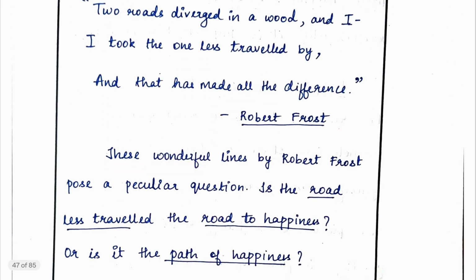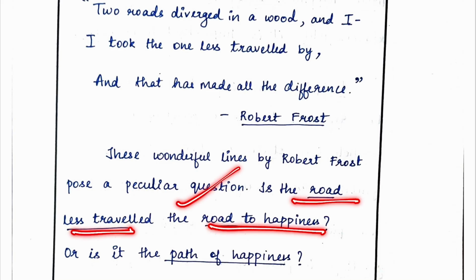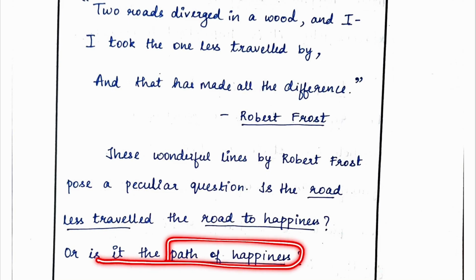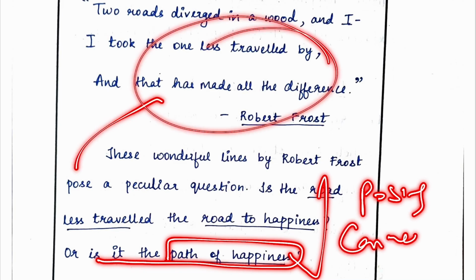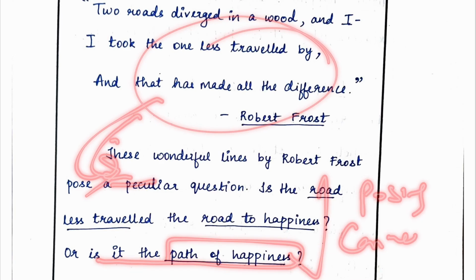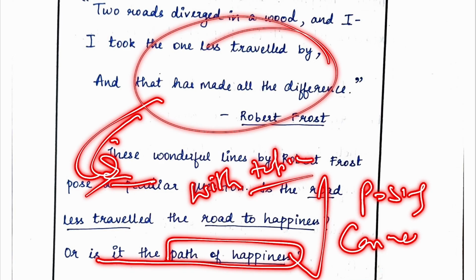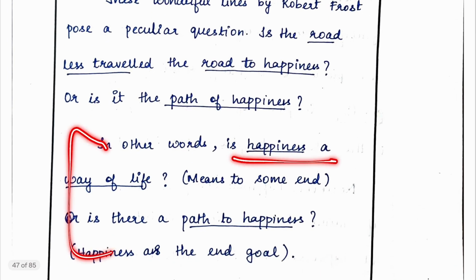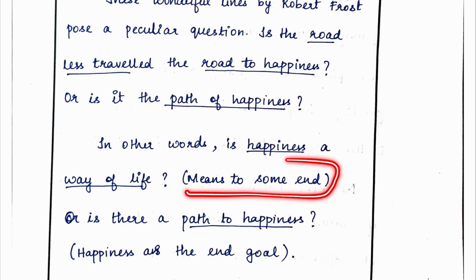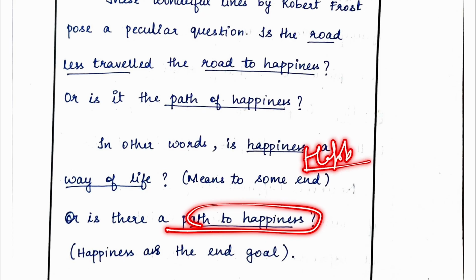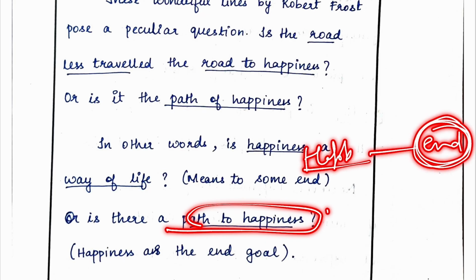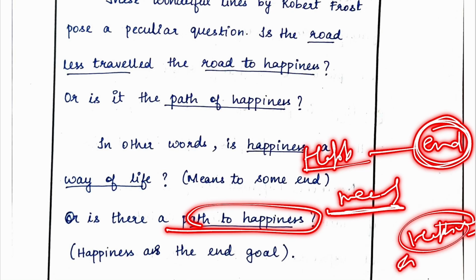And now see, these wonderful lines by Robert Frost pose a peculiar question. Is the road less traveled the road to happiness, or is it the path of happiness? Right? So now he is posing some question. He is trying to connect these lines, these poems, with the topic of the essay. And now see, in other words, is happiness a way of life? Whether happiness is a means to some end, or is there a path to happiness? So if we are happy, can we achieve some larger goal and larger end, or is there some means to achieve the happiness? So is happiness the end goal?